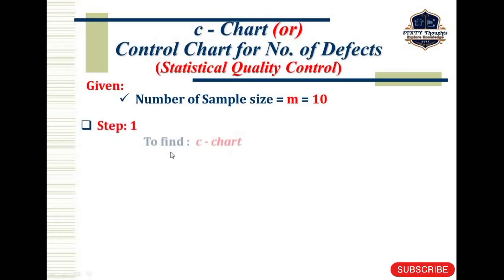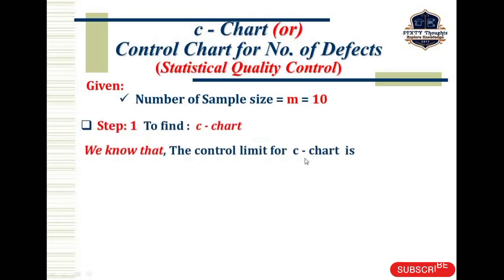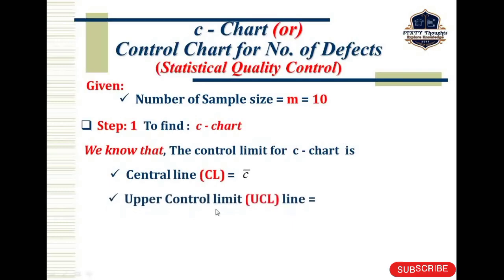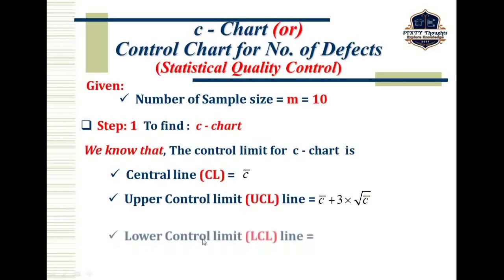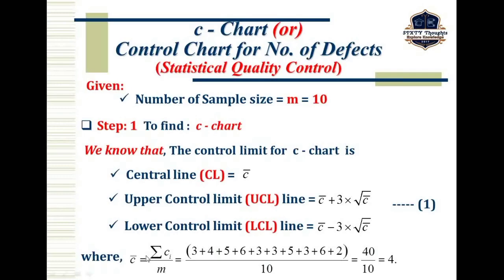Step number 1 to find C chart. We know that the control limit for C chart: first we define the central line. The central line formula is C bar. Next we define the upper control limit line, that is C bar plus 3 into square root of C bar, and the lower control limit line is C bar minus 3 into square root of C bar. Consider this as equation number 1. Where C bar is nothing but sum of Ci by m.